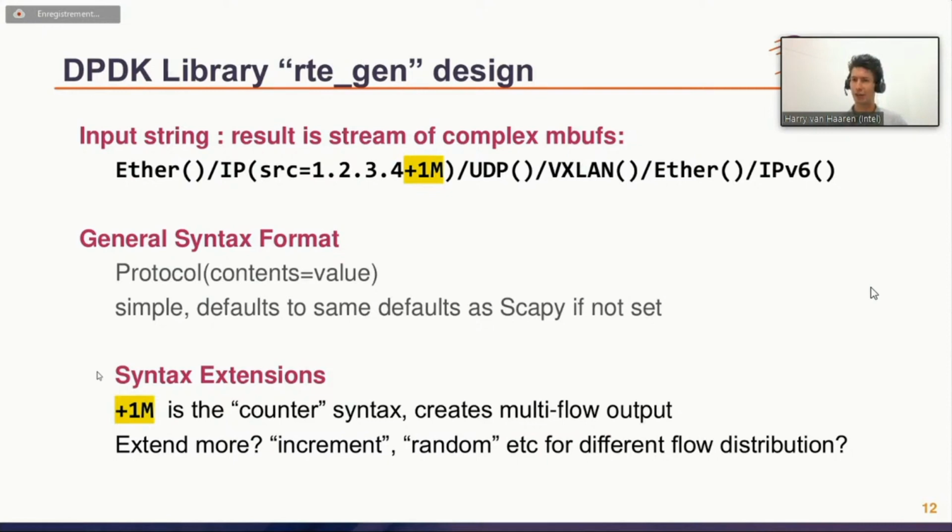This +1m is a counter syntax, so it's going to basically count in that source IP to create multiple flow output. So for OVS testing, for example, that's particularly useful. We could extend it more with things like a mode of counting, so increment or random and things like that. So there's a lot of flexibility here in this input string.